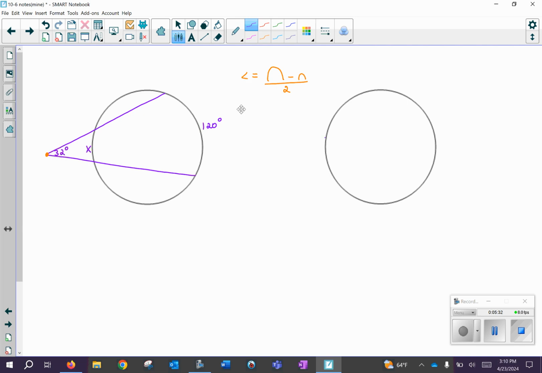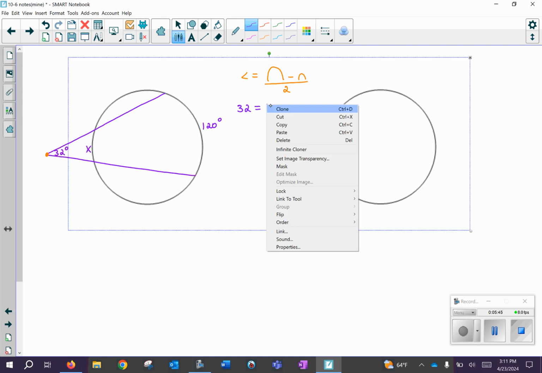So what is in the angle spot? 32 is in the angle spot. So don't just always write x. Literally fill these in underneath like we do when we do word problems. The big arc is 120.